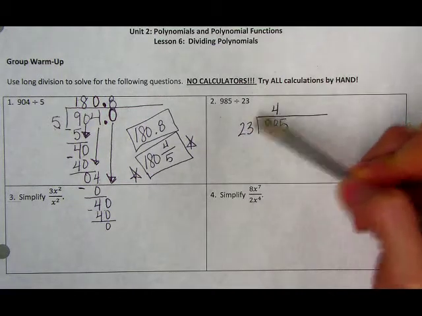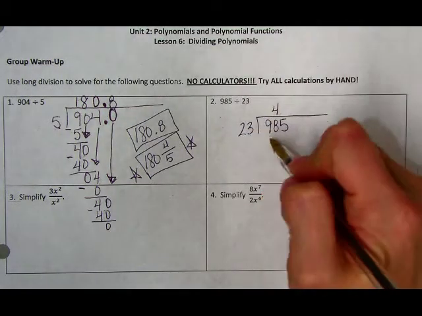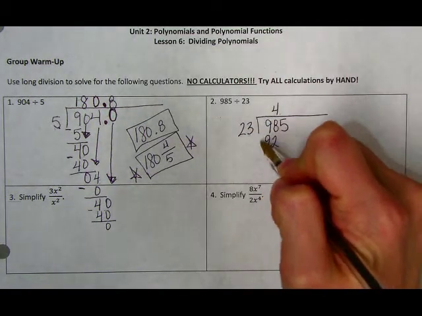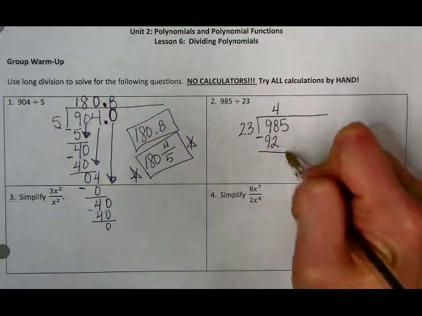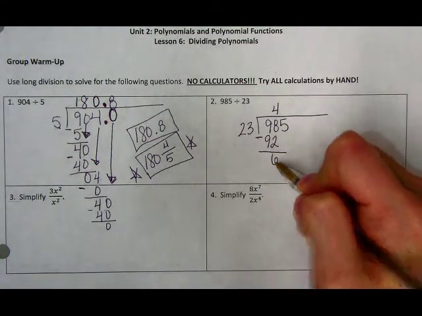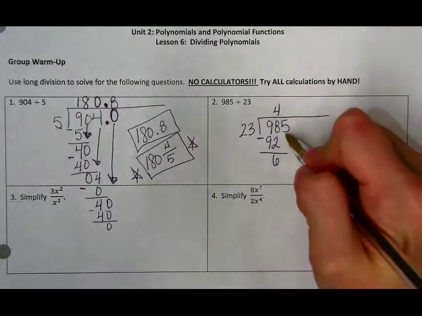So 4 times 23, 4 times 23 gives you 92. We're going to subtract these two numbers. 98 minus 92 gives you 6. I'm going to bring down my 5.